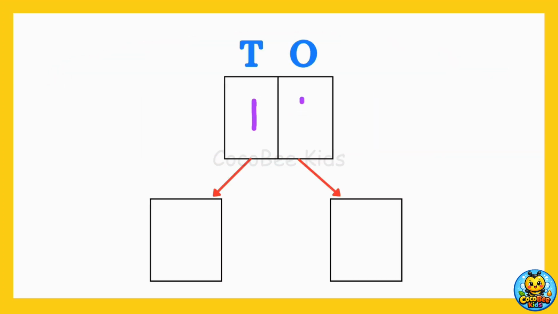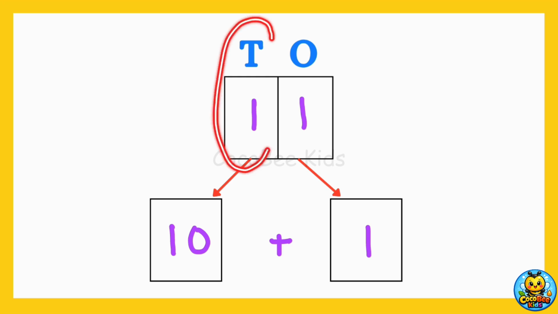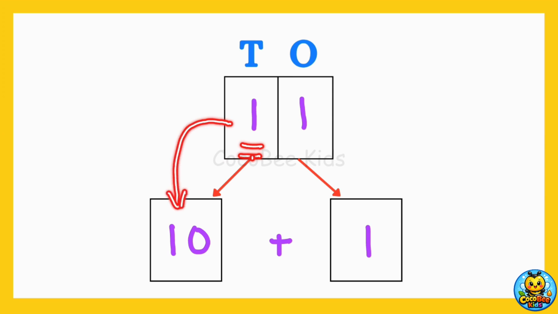Now we have the number 11. 11 can be written as 10 plus 1. So 11 belongs to which family? It belongs to the tens family. The tens place of a number tells us the family of that number. Here we have 1 in the tens place and 1 tens is 10. So the number 11 belongs to the family of 10.